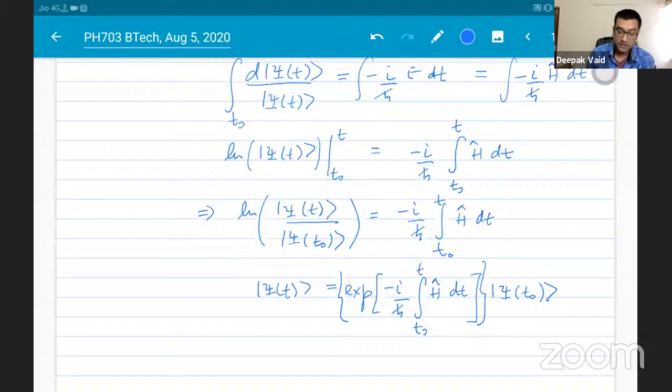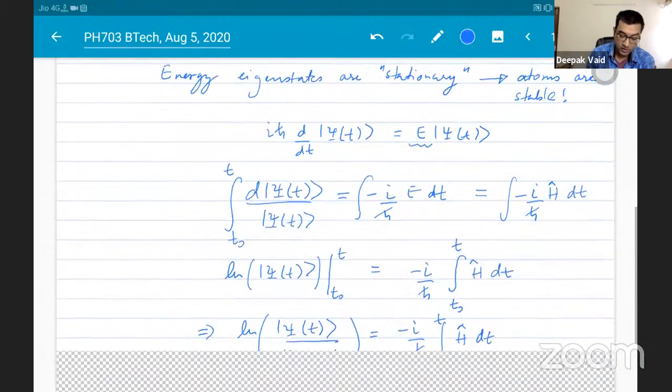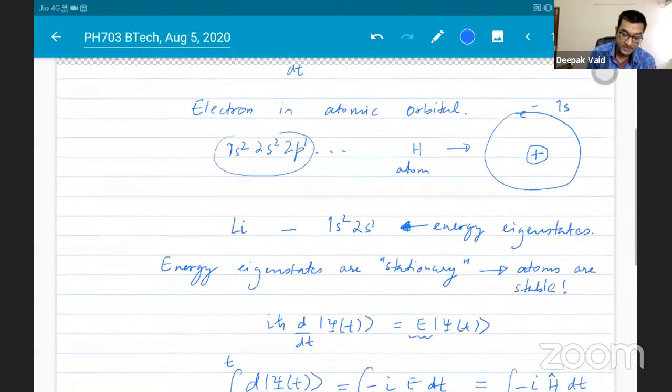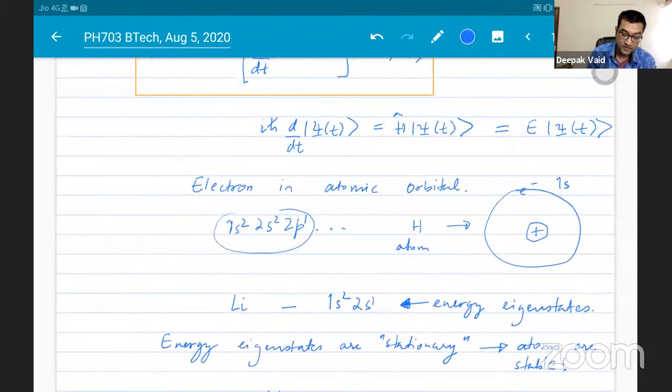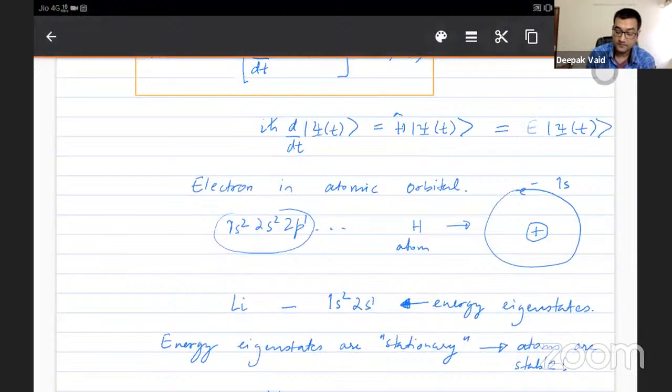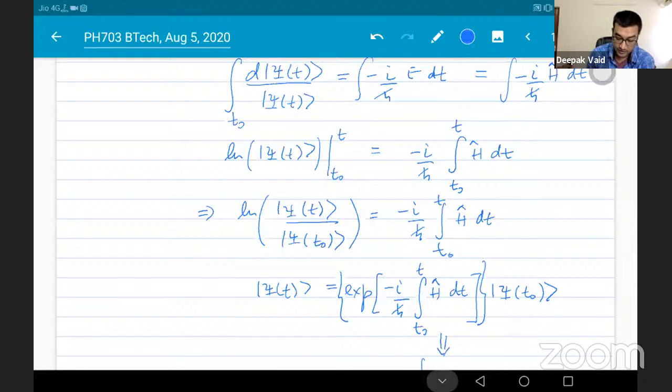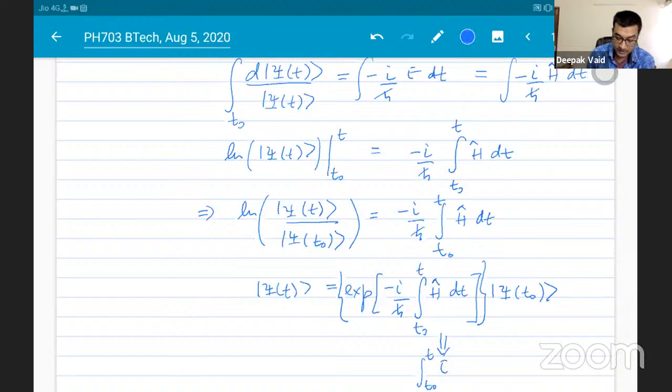Now if this state is an eigenstate to begin with, then h acting on the eigenstate will just give me a number E. So in that case, this integral will reduce to an integral of a constant, which is just E.